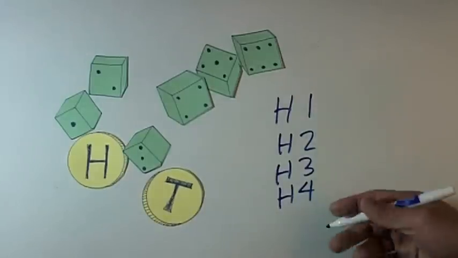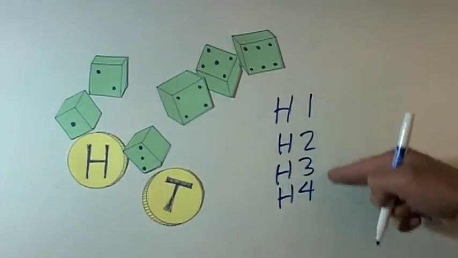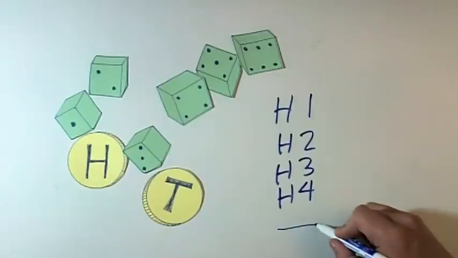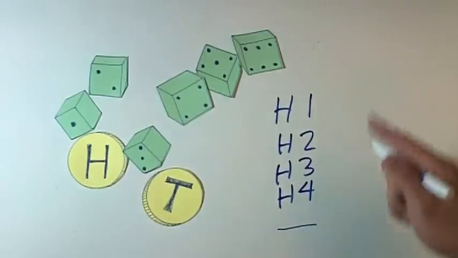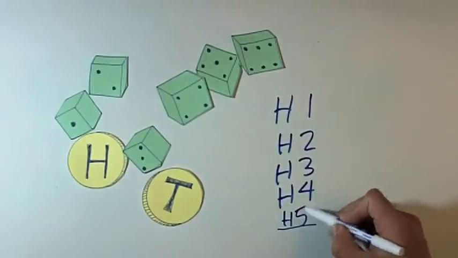Now, what do you think comes next in this list? So we have heads through 1 through 4. The next one is going to be what? I know you're thinking it. That's right. It's heads with 5.